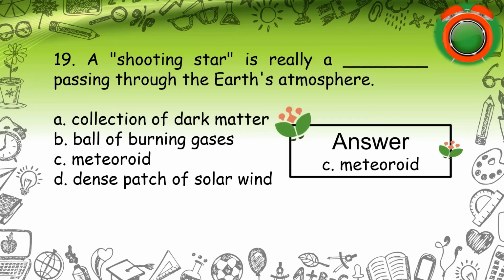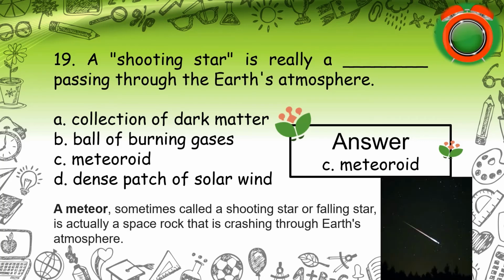The correct answer is C. Meteoroid. A meteor, sometimes called the shooting star or falling star, is actually a space rock that is crashing through the Earth's atmosphere, just like what is shown in this picture.